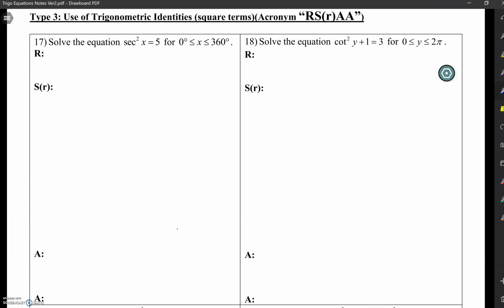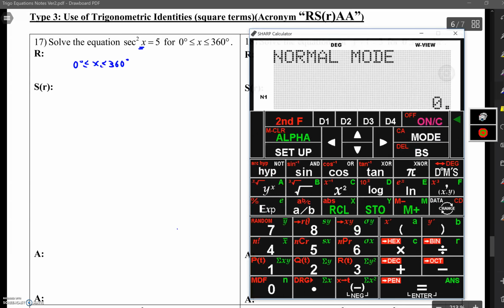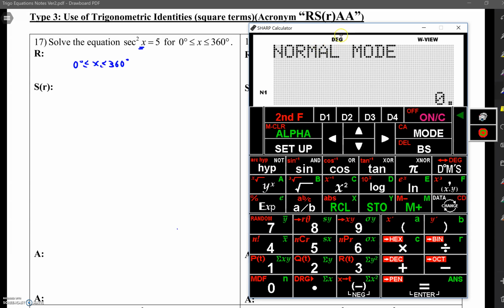Okay class, now we are at type 3 question where we need to use trigo identity to solve the trigo equations. Step number 1 will still be the same. We'll try to find the range. For this question, if you realize it's secant squared x equals to 5. So I just need to find the range for x, and it happened to just be 0 and 360 degree. Once I know the range, I must make sure that my calculator is also in degree mode so I don't get it wrong.